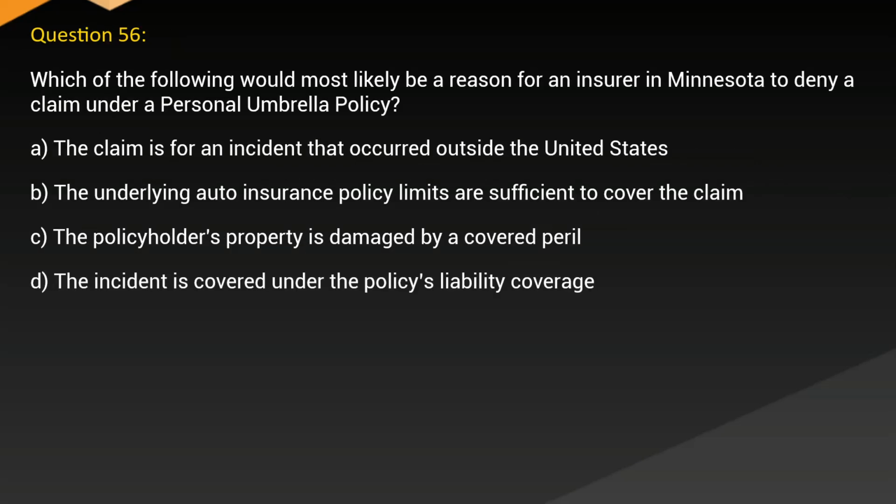Question 56. Which of the following would most likely be a reason for an insurer in Minnesota to deny a claim under a personal umbrella policy? A. The claim is for an incident that occurred outside the United States. B. The underlying auto insurance policy limits are sufficient to cover the claim. C. The policyholder's property is damaged by the covered peril. D. The incident is covered under the policy's liability coverage.